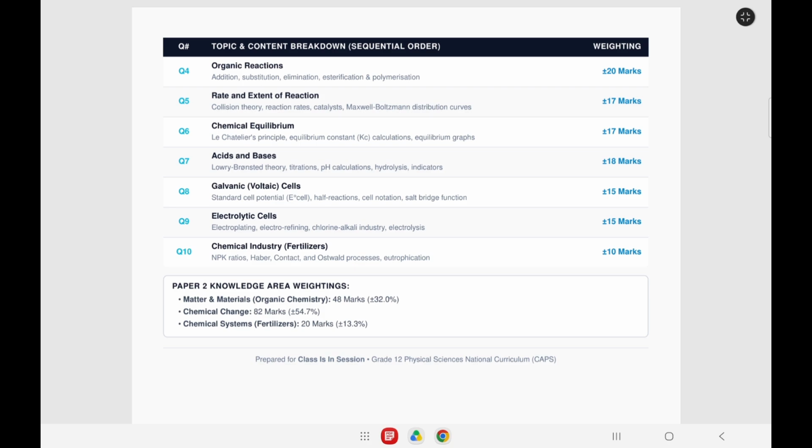Acids and bases worth about 18 marks. Galvanic cells worth about 15 marks. Electrolytic cells worth about 15 marks. And lastly, we have chemical industry. That's worth about 10 marks.